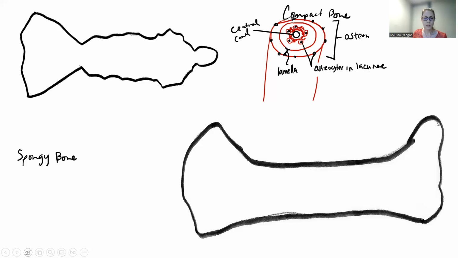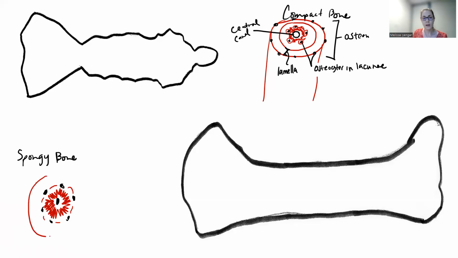Spongy bone is going to be different though. So I'm going to start with, in the center, I'm going to have an osteocyte that's inside of the lacuna. And then I'm going to create another area, so kind of an irregular circle that is going to have more osteocytes and lacuna. And then going between the osteocytes and the lacuna, that's going to be our hydroxyapatite crystals that creates basically one layer or lamella.